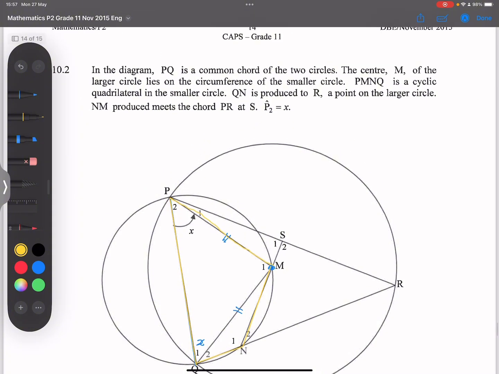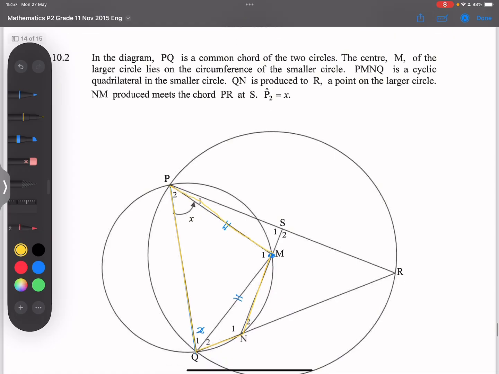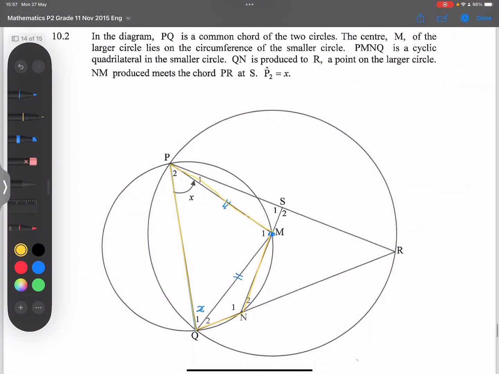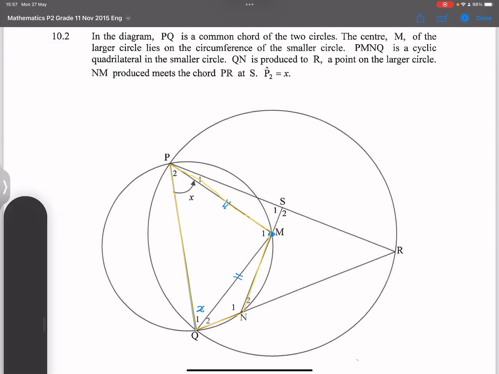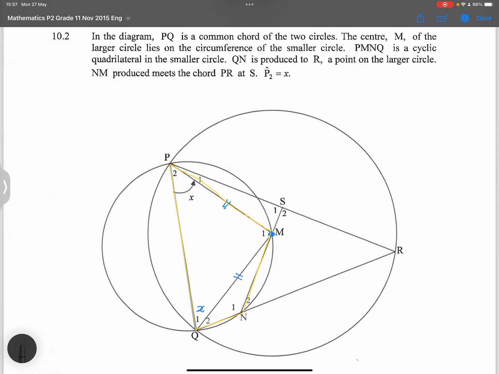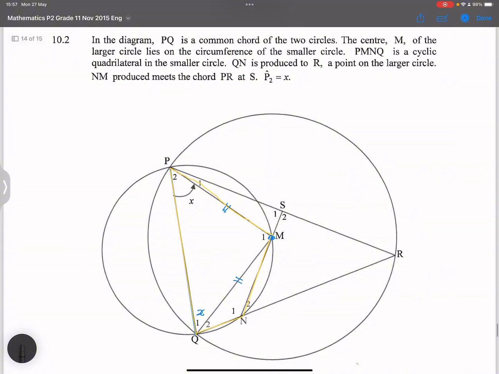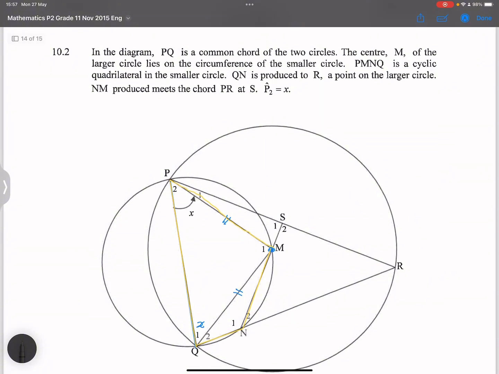And they say QN is produced to R. Now remember, ladies and gents, when they say to us something is produced, it means it makes a straight line. And what that simply means is that you might need to look at angles on a straight line, exterior angles of a triangle, exterior angles of a cyclic quad as well. So they say QN is produced to R, a point on the large circle NM.